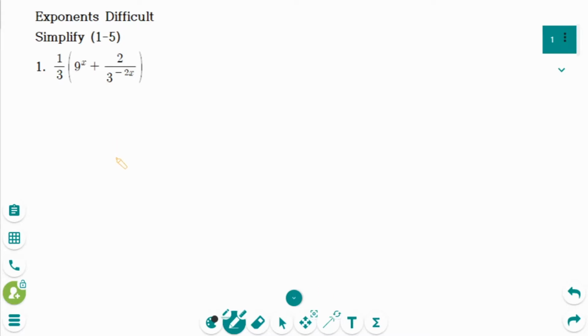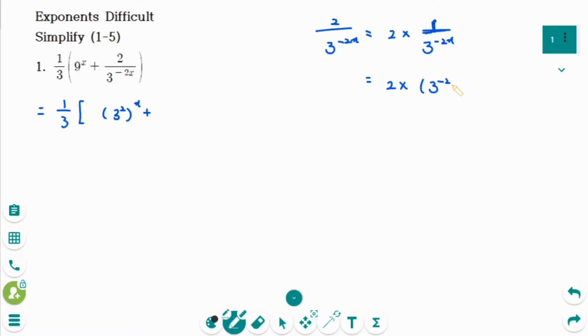This video will cover difficult questions regarding the topic of exponents. Number 1, we can rewrite 1 over 3, 9 is 3 squared, to the power of x, plus 2 over 3 to the power of minus 2x equals 2 times 1 over 3 to the power of minus 2x, which means 3 to the power of minus 2x, then to the power of minus 1.